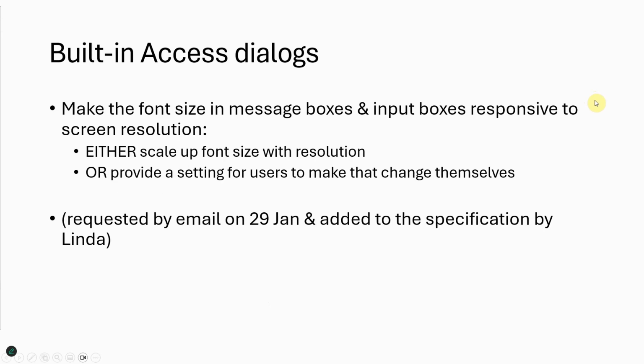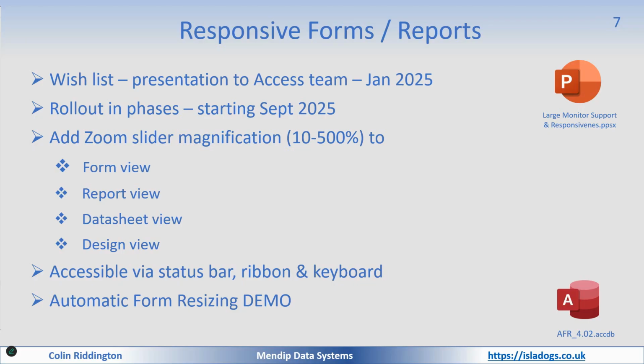And something I forgot about, and so I added it later, and they've apparently added it to the specification. Linda is the product manager for Access. I asked that the font size in message boxes and input boxes, basically the standard dialog boxes, would also respond to screen resolution. Scale up or scale down, depending on resolution screen size, or if they can't do that automatically, allow users to do that themselves, as you can do in many other things like Notepad and so on. What I was really glad about was to hear that they were going to do nearly all of that.